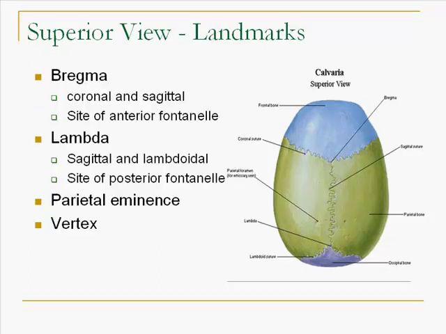So the bregma is the intersection between the coronal and sagittal sutures. The point of intersection between the sagittal suture and the lambdoidal suture is the lambda. The highest point of the skull is called the vertex and lies behind the bregma. The convex part of the head is the parietal eminence. Think of eminence, it's the farthest out.